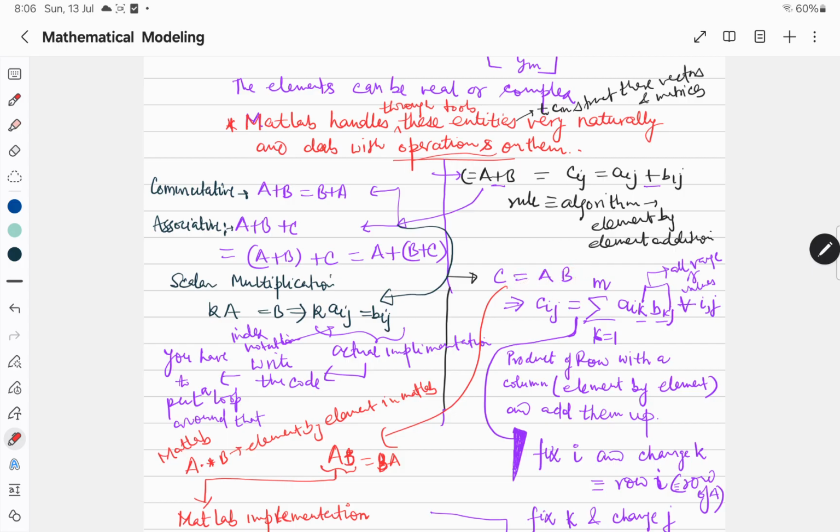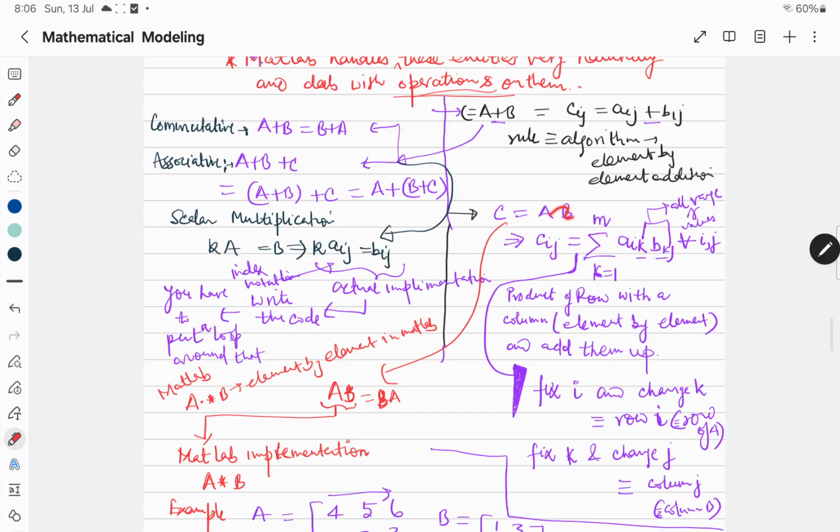C is equal to AB, but this is not something you can multiply element by element, but it follows the rule c_ij is equal to sigma k equals 1 to m a_ik b_kj for each i, j, meaning k is the repeated index here, so you have to sum over that index. Okay, so it will contain the whole range of values of k. So what is the algorithm? The product of a row with a column, element by element, and then add them up, sigma.